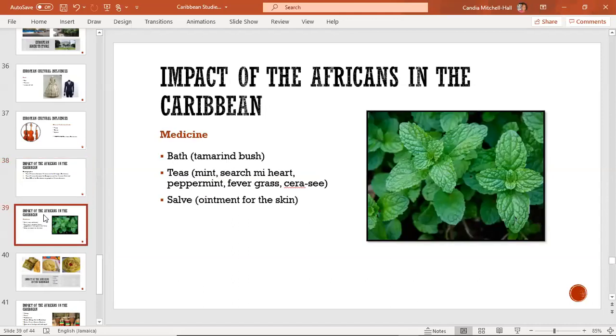Medicine, has anybody had this for tea this morning?